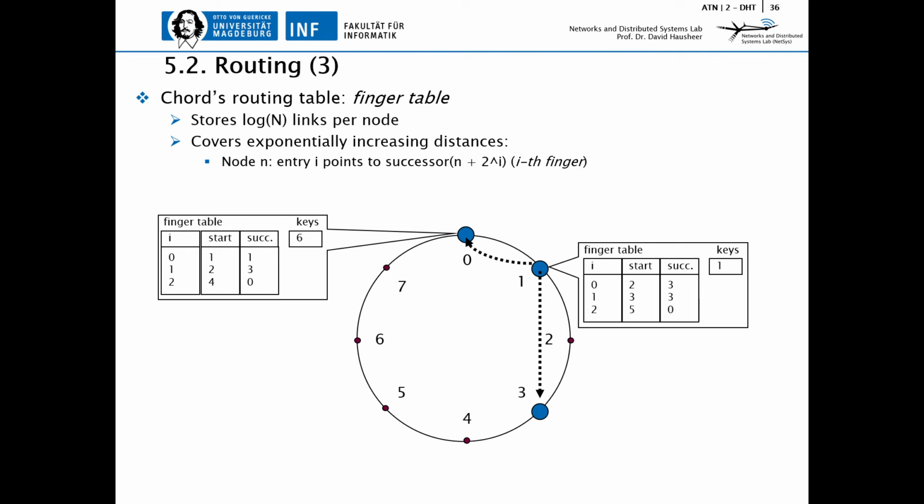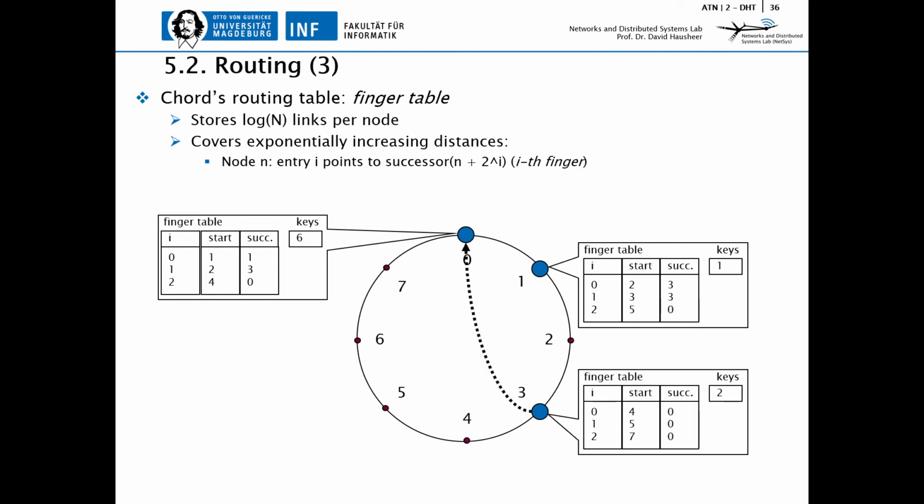Next, 2 to the power of 1 is 2, plus n equal to 1 is 3, and so the successor of 3 is again 3. And next, 2 to the power of 2 is 4, plus 1 is 5, and the successor of 5 is node 0. And so that determines the finger table of node 1. And we do the same also for node 3, in which case the successors of all the fingers end up pointing to node 0.